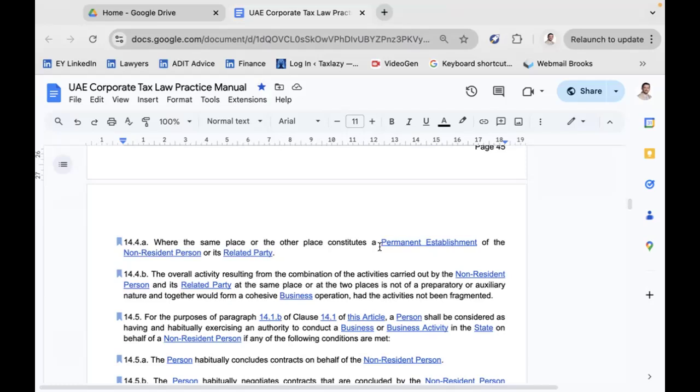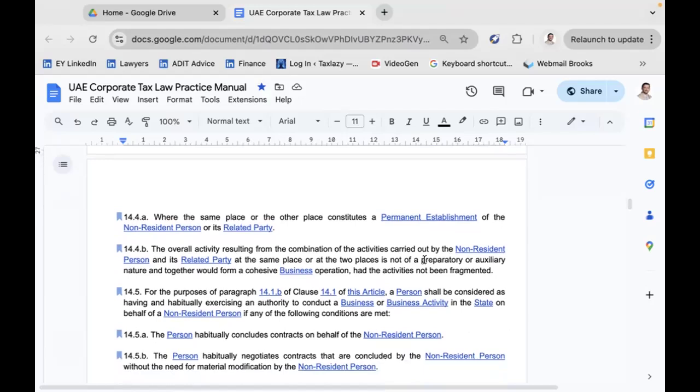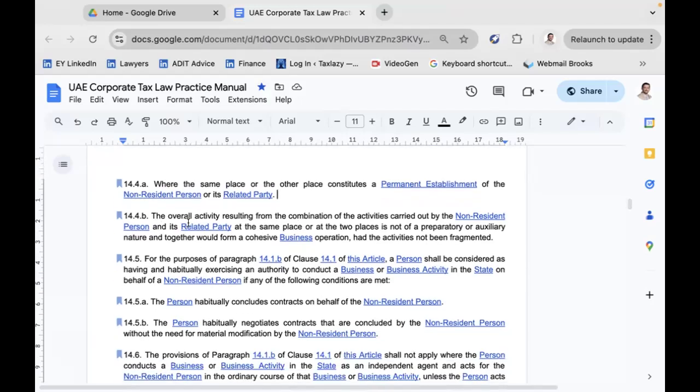So if you had actually another place which met the criteria of permanent establishment, then altogether it will be seen as permanent establishment. That means that the rep office will also become part of the overall permanent establishment outfit. Did you guys understand this point? Exception to the exception rule. The overall activity resulting from the combination of it. Now, another thing.